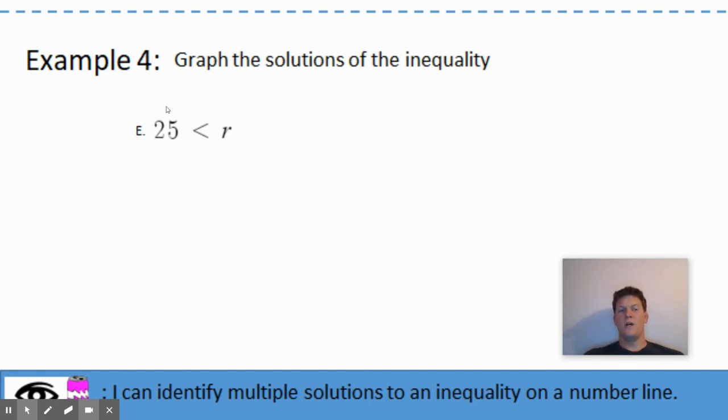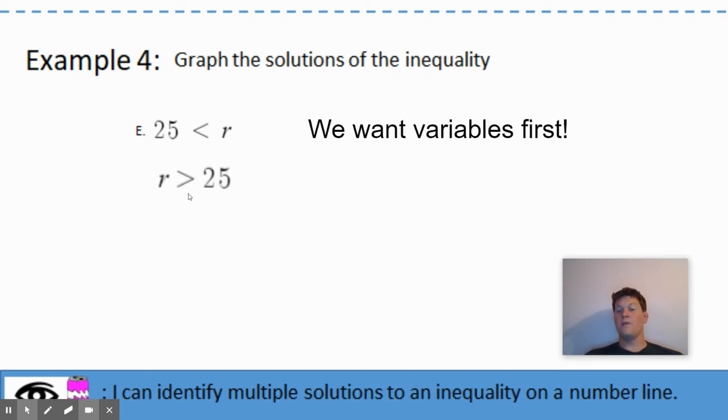Example number 4, 25 is less than r. We have to pause here for a second. We want our variables to be first, so we're going to switch this around. And there's a little trick when it comes to switching and getting your variable first. When you switch, you also switch your inequality symbol. So it's not going to say less than anymore. It's actually going to say greater than. So we have r greater than 25.